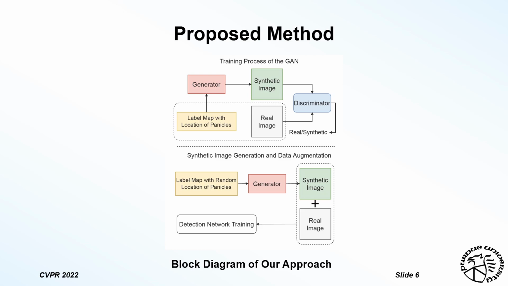The label map is a grayscale mask acquired by converting existing ground truth bounding box labels. In the data augmentation step, we use random locations of the panicles as label maps to generate synthetic images. In this way, the ground truth labels of synthetic images are predefined, so we can use them directly for the training. The synthetic images are then added to the real image dataset to form the training data.